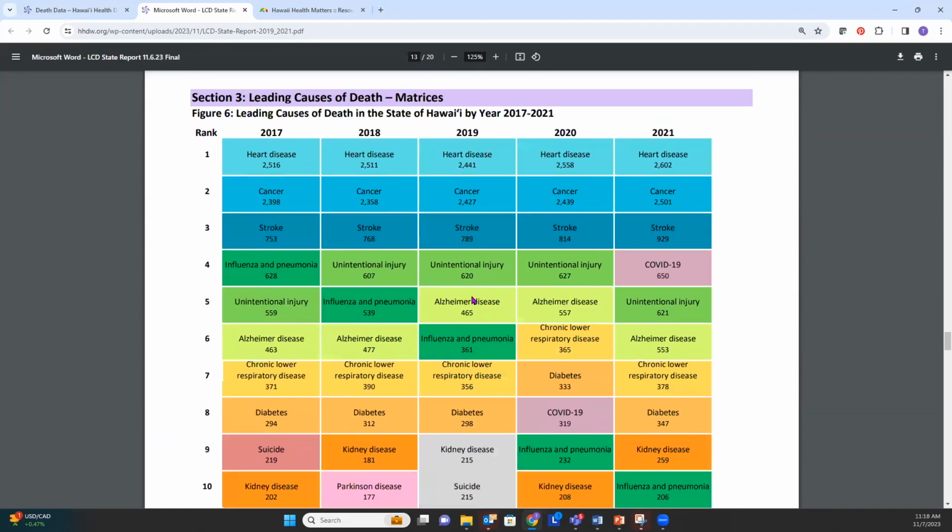And when you're thinking about looking at our matrices, the thing to look at is that we have the ranks 1 through 10. So this does not give you an idea of size, just in terms of order.